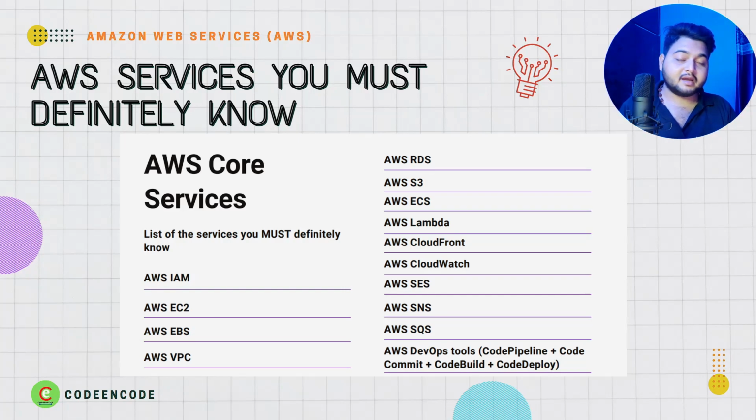The first one is IAM, Identity Access Management. Then we have EC2, EBS, Elastic Beanstalk. Then we have VPC, Virtual Private Cloud, RDS, S3, ECS, Lambda, CloudFront, CloudWatch, SES, SNS, SQS. Then DevOps tools like CodePipeline, CodeDeploy, CodeBuild, CodeCommit, and all these things. You should be very aware of all these terms.